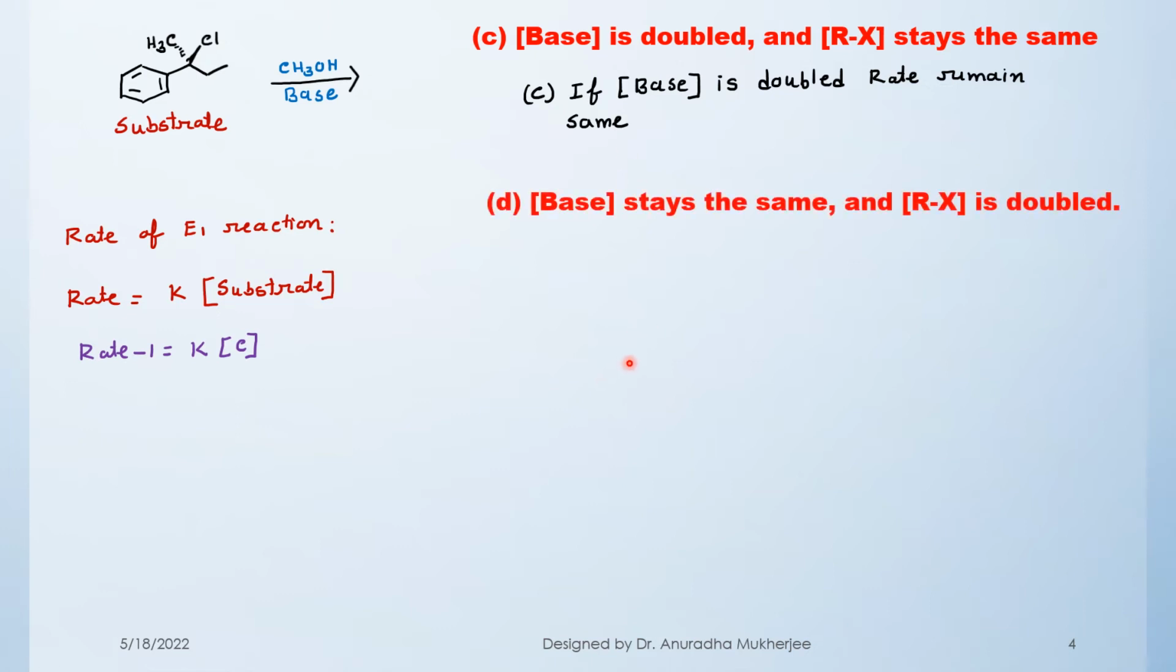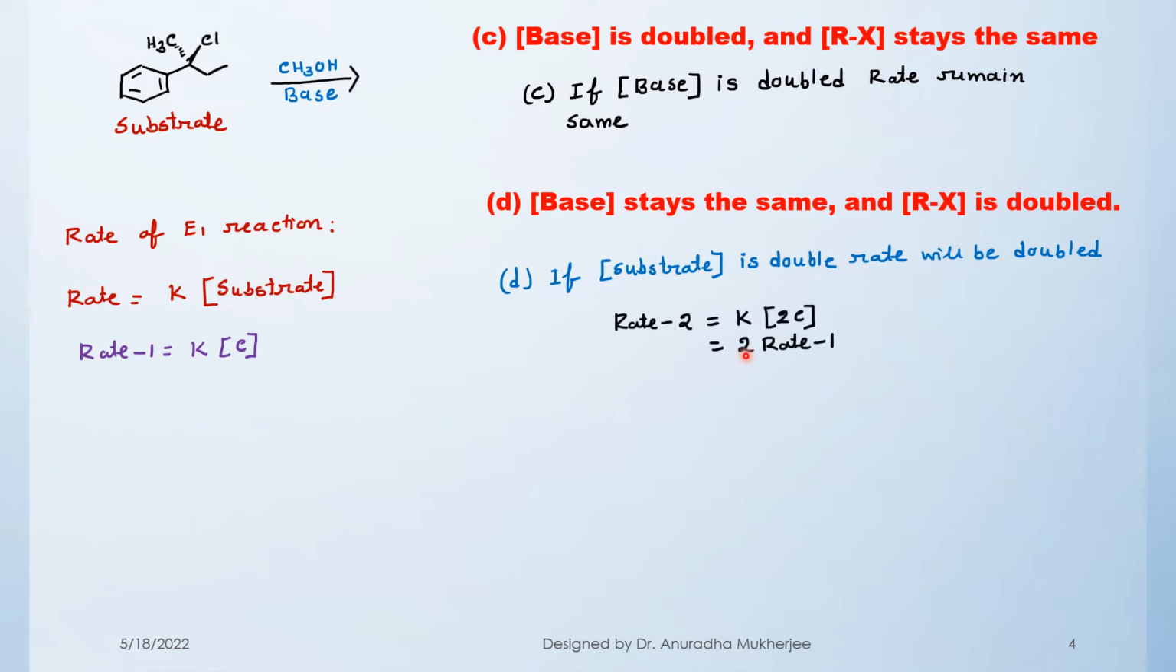Now the next condition is where the concentration of base is the same but the concentration of Rx is doubled. In that case, the concentration of substrate is increasing, which means the rate is also going to increase. We can write that rate 2 is K into 2C. So that means rate 1 into 2. When the concentration of substrate is doubled, the rate will be double of the first rate.